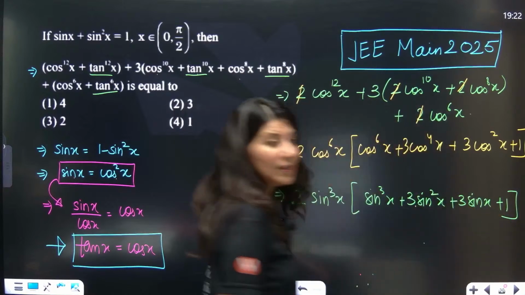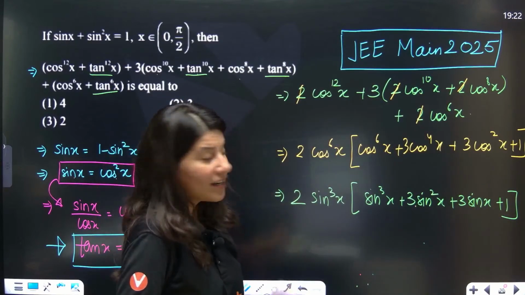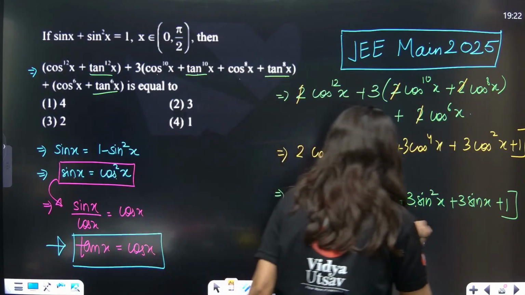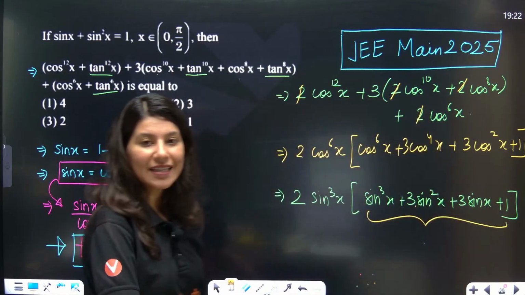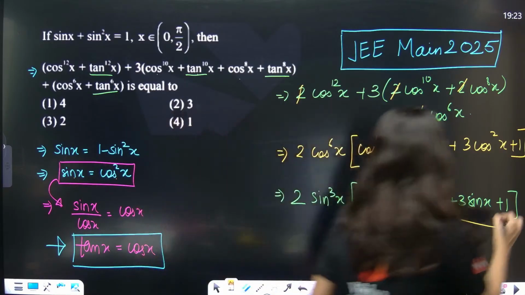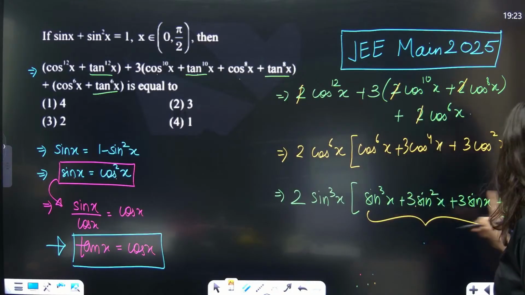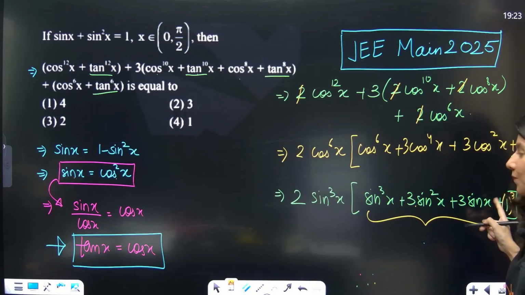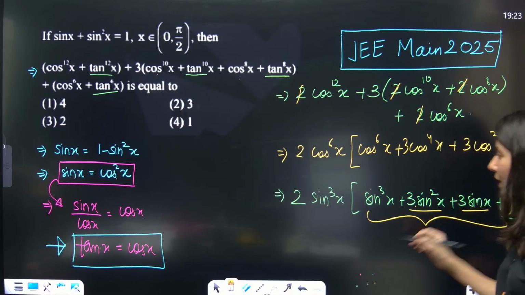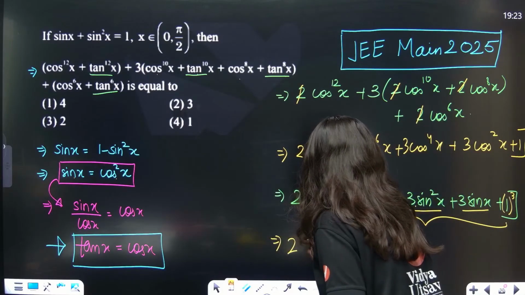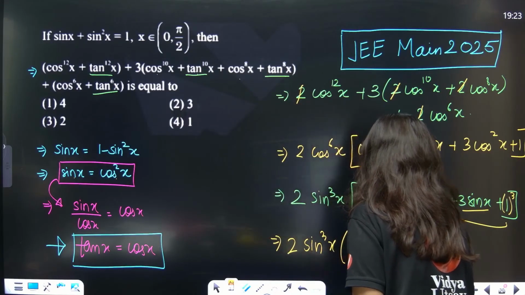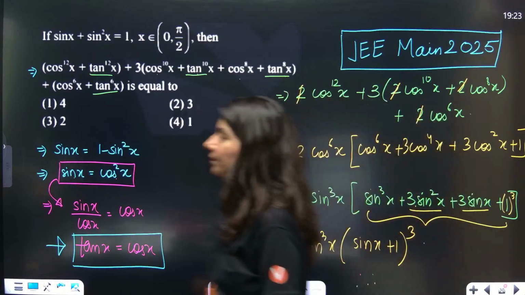Now, who can tell me? Do you have a JEE aspirant eye? Do you have JEE aspirant observation skills? Sin cube x, and this is 1 cube. A cube plus B cube plus 3A square B plus 3AB square. So this is 2 sin cube x and this is sin x plus 1 whole cube.